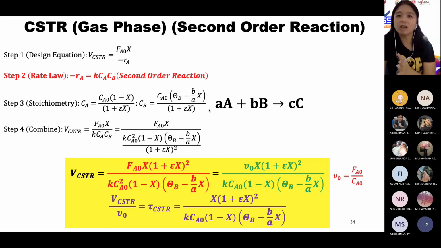So same concept. You combine design equation, you combine rate law, you combine the concentration, you will eventually get the three main equations, of which the first equation is for the, if you know FA0 then CA0. Second form, if you know inlet volumetric flow rate, and the third form is to find space-time. Okay, so it's imperative, it's important for you to understand kenapa ada banyak equation.